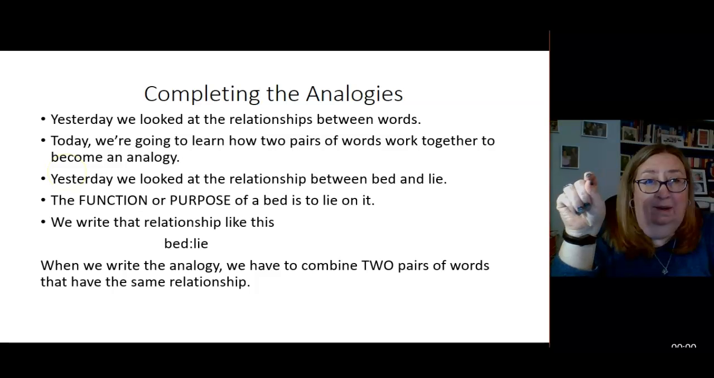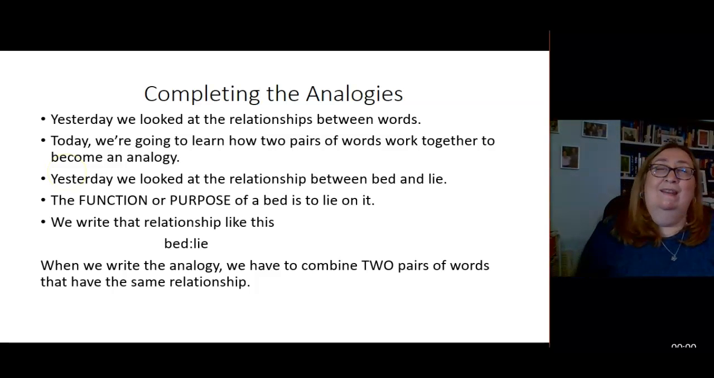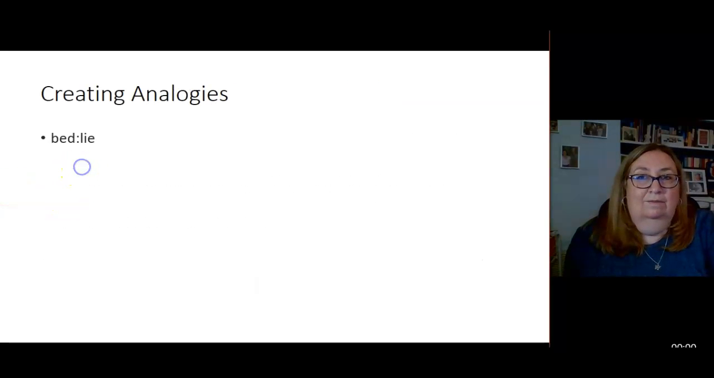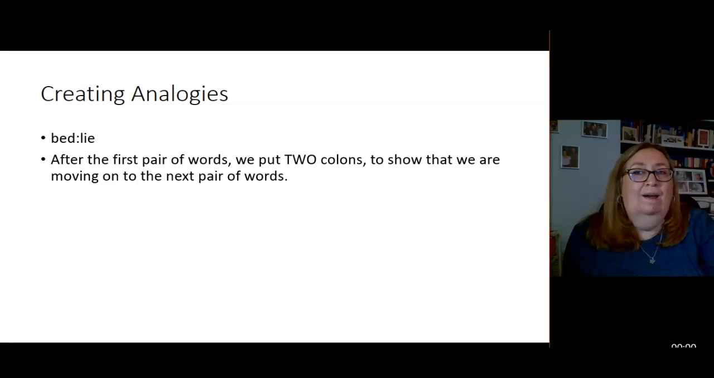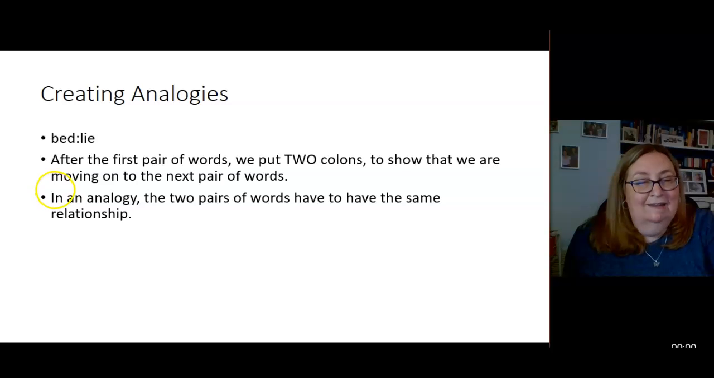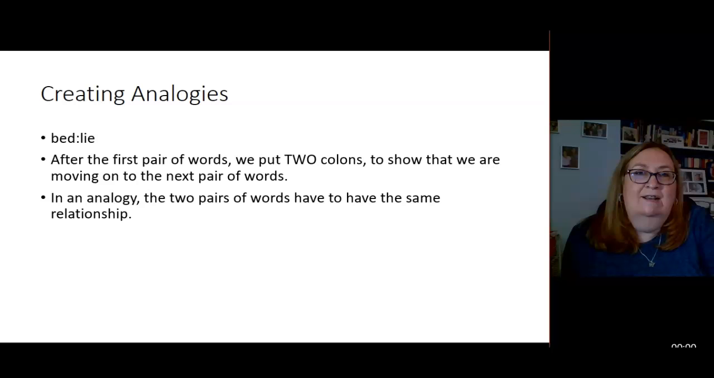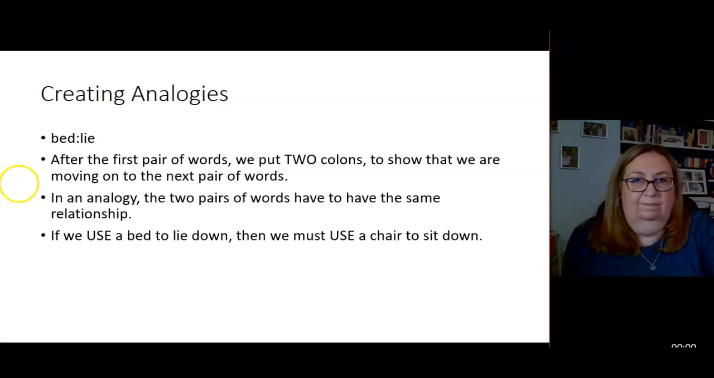Right here, we just have one pair of words, bed and lie. We need another pair to make it a complete analogy. So after the first pair of words, bed and lie, this time we're going to put two colons to show that we're moving on to the next pair of words. In an analogy, the two pairs of words have to have the same relationship. So if the function of a bed is to lie, then whatever our next pair of words is has to also be a function or purpose relationship.